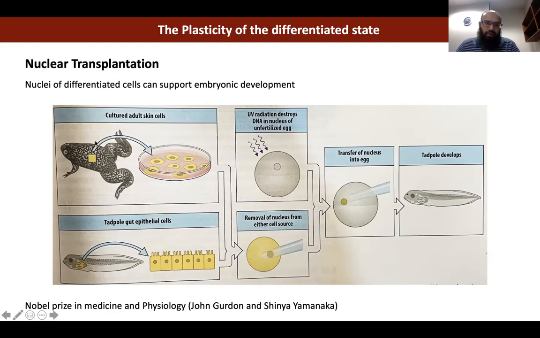So what they did is they took, for example, cultured adult skin cells, or they took, for example, tadpole gut epithelial cells. These cells are differentiated cells. The skin cells and the epithelial cells are, as the name indicates, differentiated cell types. So they took out the nucleus from one of these cells, either the skin cell or the epithelial cell. And what they did with the oocyte, the fertilized egg, was they treated it with radiation.